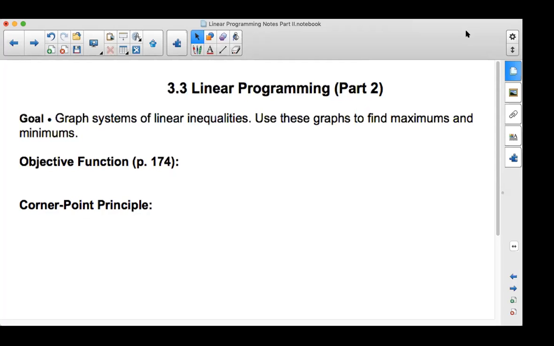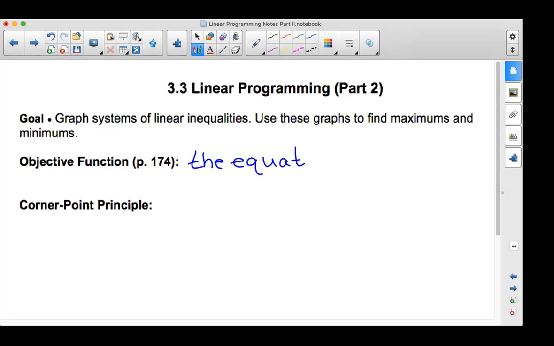So how can we start applying this instead of just kind of graphing and saying, okay, here's my graph. So 2 terms today. An objective function is going to be an equation. And that equation we're going to be using to find a maximum or minimum value of our graph or of our system.